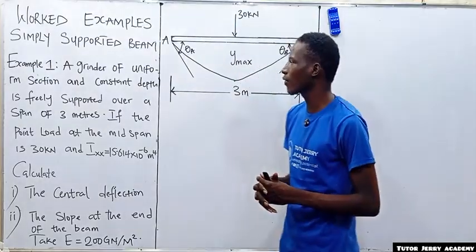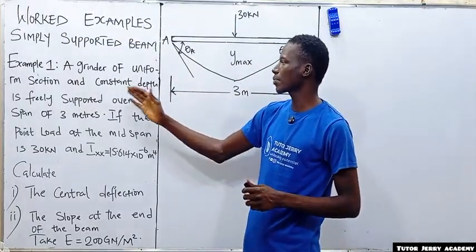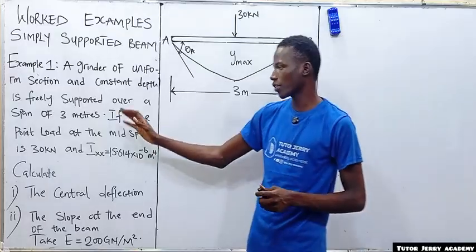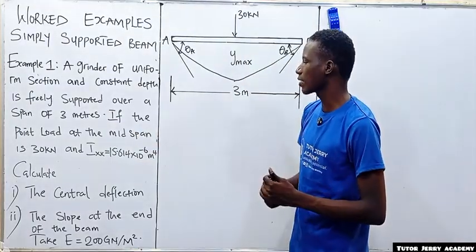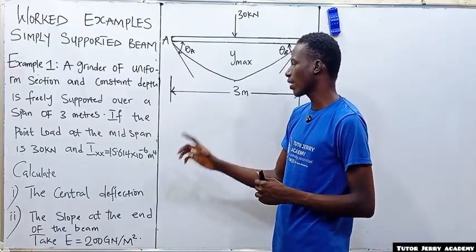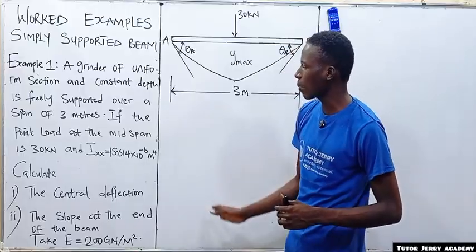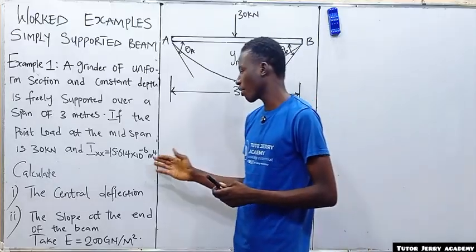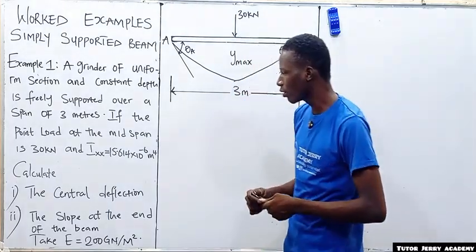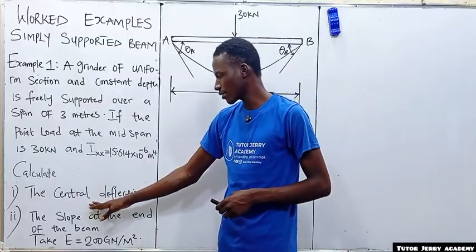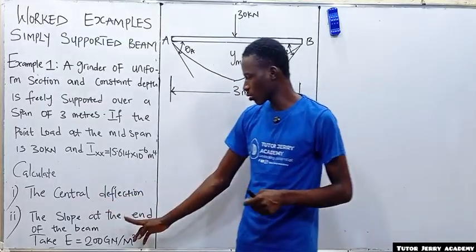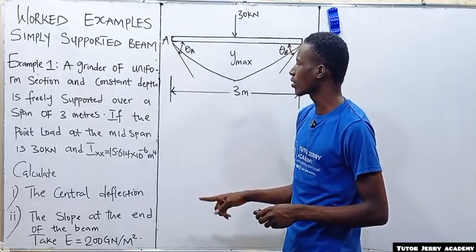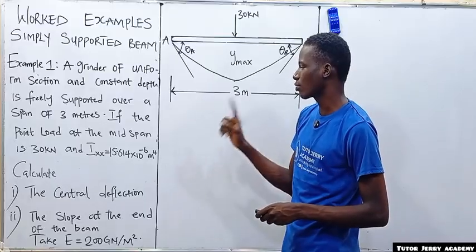The first example we have on the board says a girder of uniform section and constant depth is freely supported over a span of 3 meters. If the point load at the midspan is 30 kilonewton and the moment of inertia about the x-axis is 1.614 times 10 to the power of minus 6 meters to the power of 4, calculate 1, the central deflection, 2, the slope at the end of the beam. Take E to be equal to 200 giganewton per meter square.